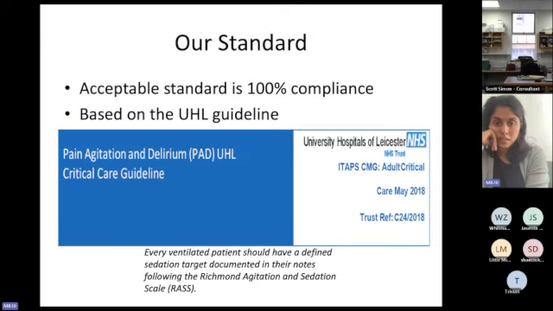We accepted our standard as 100% compliance because the guideline said that every ventilated patient should have a sedation target documented in their notes, and that should be based on the RASS score, the Richmond Agitation and Sedation score. We chose to look at every sedated patient rather than every ventilated patient, purely because we wanted to catch as many patients on sedation as possible, and any patients that would need sedation holds. We felt this was appropriate.